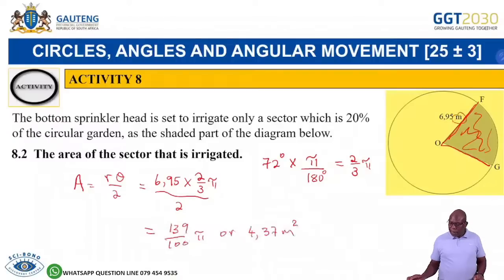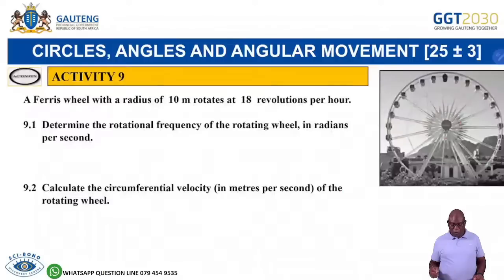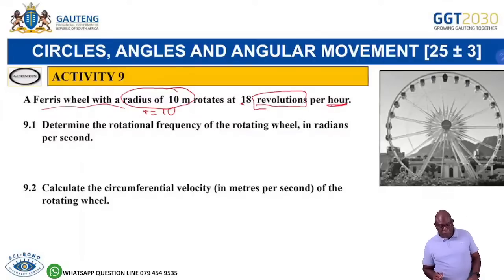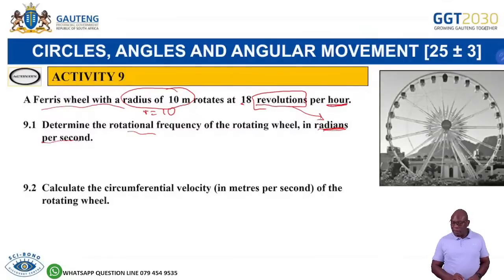Right. Now the next part that we need to do is the one on angular velocity and circumferential velocity. A Ferris wheel with a radius of 10. So I know I've got a radius, and 18 revolutions per hour. But if you look at the question here, it says determine the rotational frequency of the wheel in radians. You see, we are given revolutions, but we need it in radians per second.